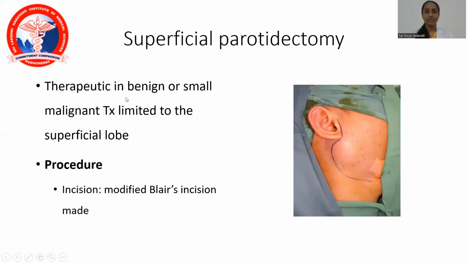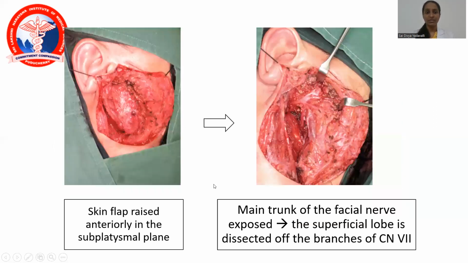The steps of superficial parotidectomy briefly involve the following. A superficial parotidectomy is considered therapeutic in the case of a benign tumor of the superficial lobe or a small malignant tumor limited to the superficial lobe. The S-shaped incision seen here is called the modified Blair incision. Once the incision is made, a skin flap is raised anteriorly, staying below the platysma. This is called the subplatysmal plane.